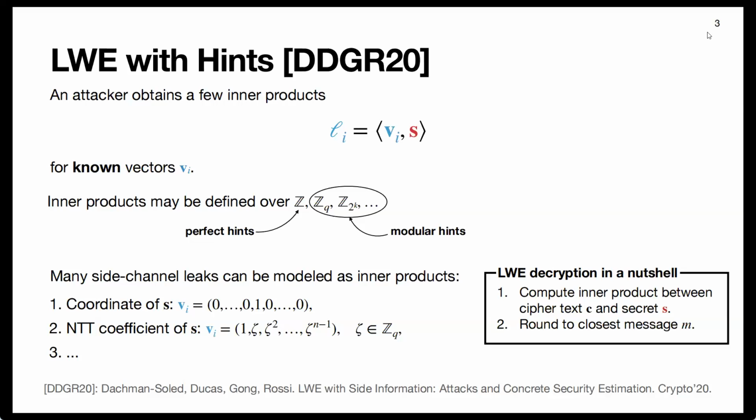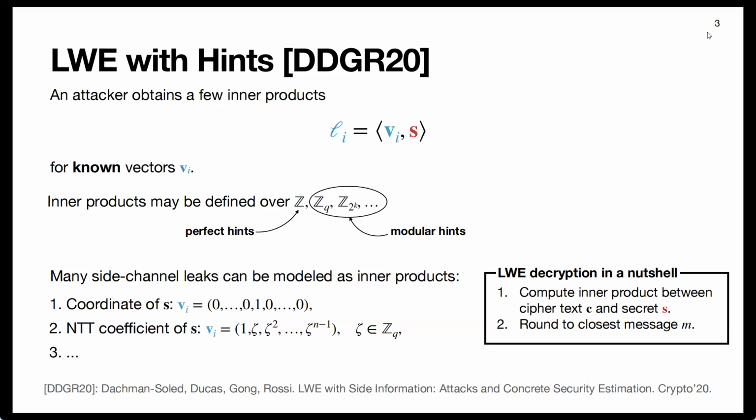And maybe it's also interesting to recall how LWE encryption works. Very roughly, it works in 2 steps. First, you compute an inner product between the ciphertext C and the secret S. After that, you round the result to the closest message M. And whenever this first step leaks something, you can expect to get something that looks like an inner product.